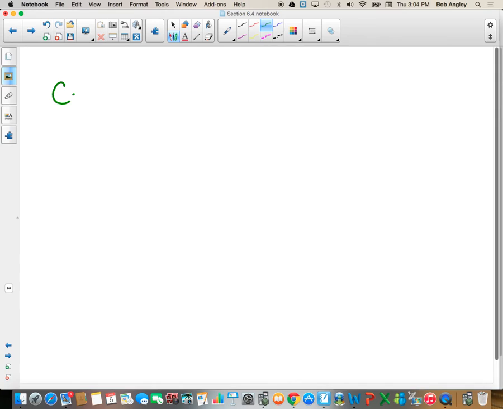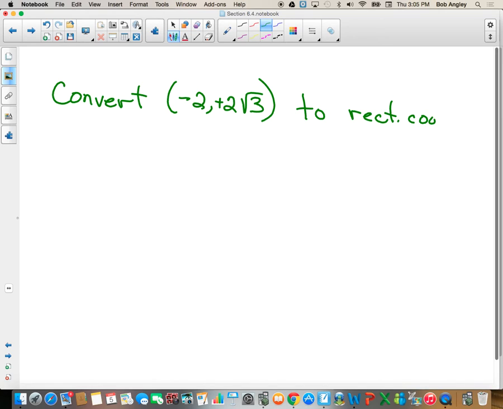All right, here, let's do a problem before we do the one that they've got. So I want to say convert the ordered pair -2, plus 2 square root of 3, to rectangular coordinates. Wait a minute, I just wrote that wrong. These are rectangular, convert them to polar coordinates.